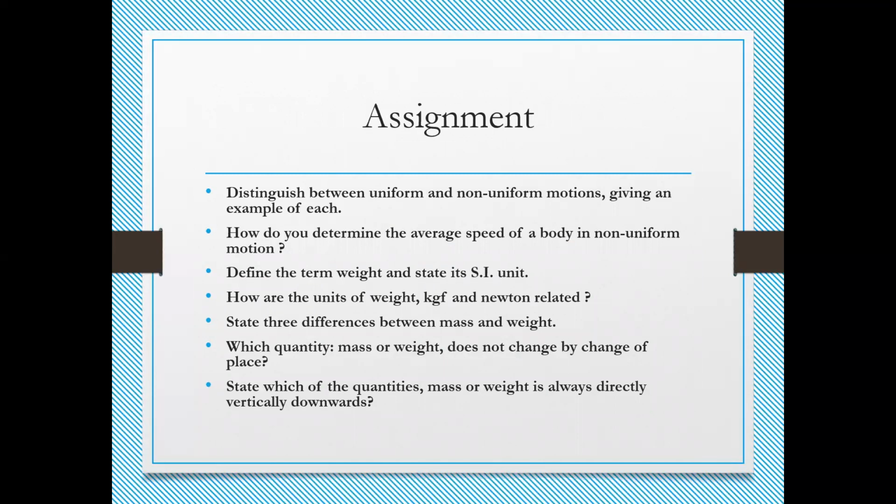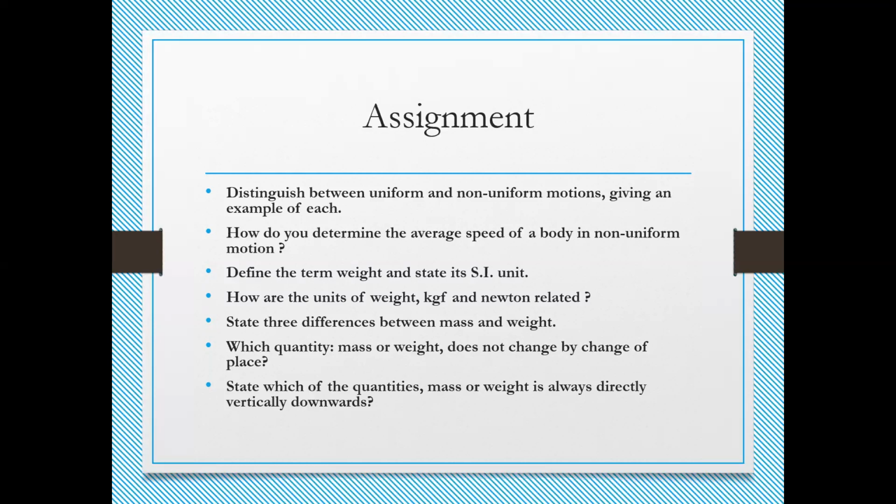These questions have to be written in your copy. The answer. Question number one. Distinguish between uniform and non-uniform motion, giving an example of each. We have already seen what is uniform motion and non-uniform motion. You have to write the difference between them by making two columns. First, you can write the definition of uniform motion and non-uniform motion. Secondly, you can give an example. For example, for uniform motion, you can give the example of a second hand in the clock, whereas an example of non-uniform motion can be given of a bicycle on a busy road.